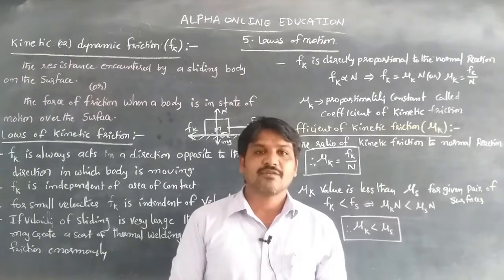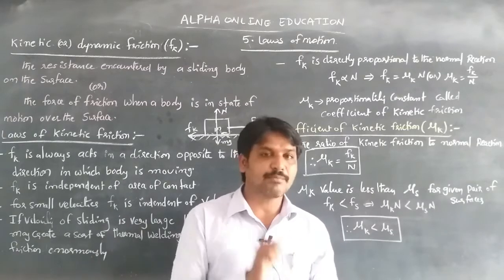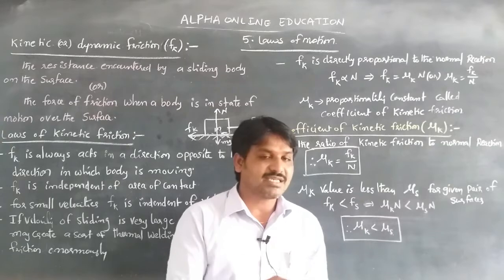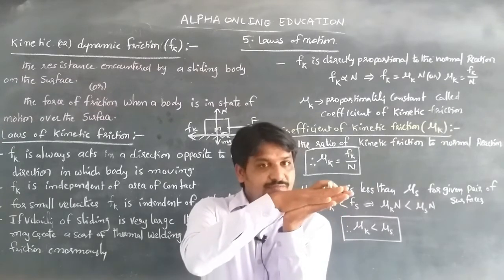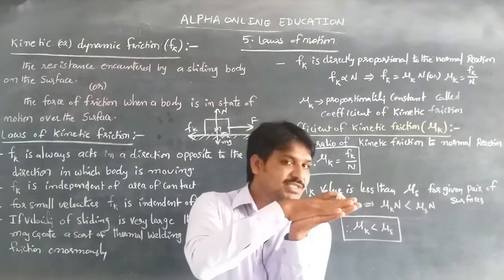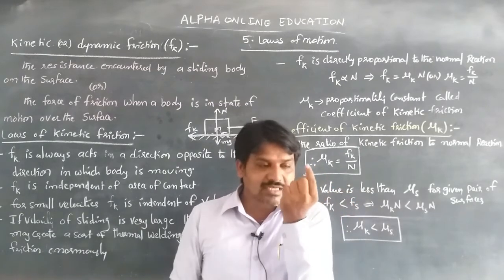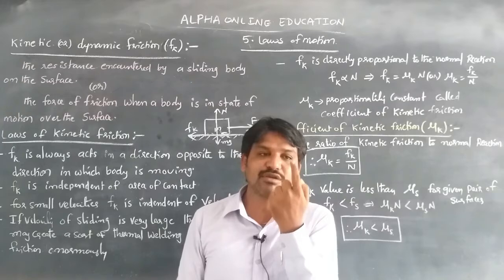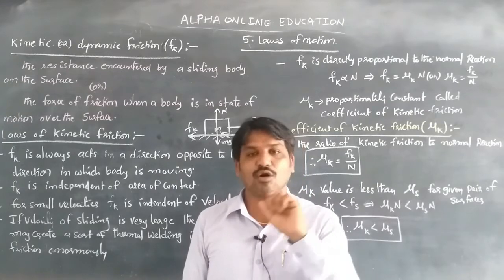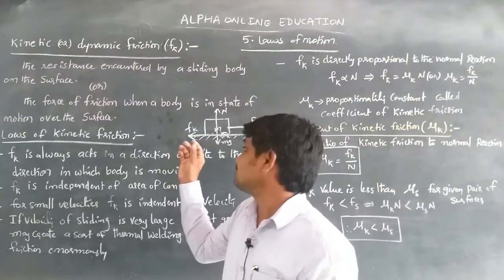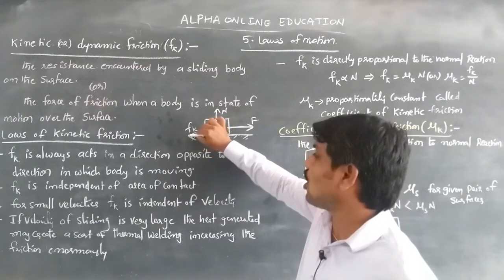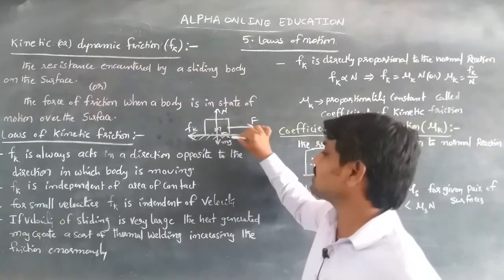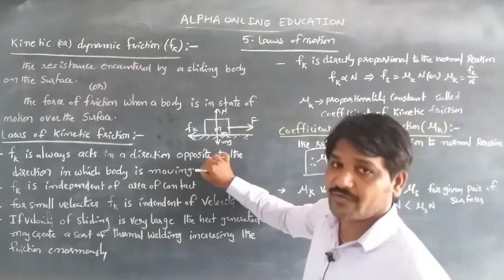Like that, if we put the brake, then after some distance, due to the frictional force between the tire and the surface, the vehicle will stop. This means some frictional force is acting between the two surfaces when the body is in motion. So the kinetic friction is always in a direction opposite to the direction in which the body is moving.